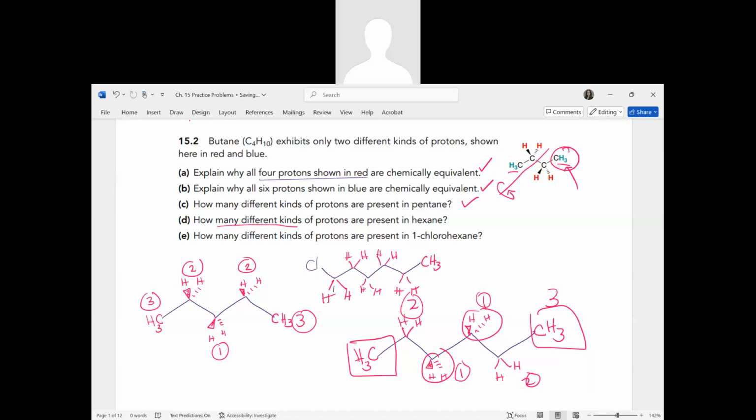So as we get further and further from the proximity of the chlorine, we're going to see that we actually will have 6 different signals produced. So we have this first, these 2 protons, and we have a second signal, a third signal, a fourth signal, a fifth signal, and then all 3 of these protons here would produce a 6th signal. So we would have 6 signals with this one chlorohexane compound.